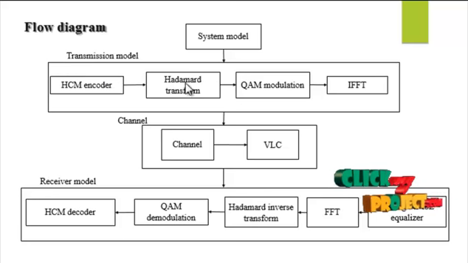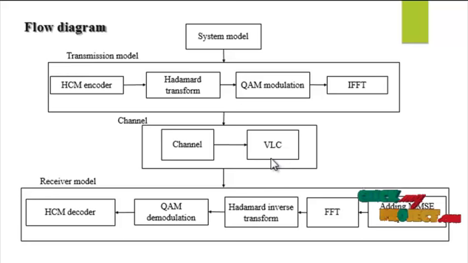In the transmission model, the signal is then passed to the channel. The channel means VLC, the visible light communication channel. Here we also use AWGN, that is the additive white Gaussian noise process. In this process, the channel is used, and then the output goes to the receiver model. The receiver model is just the opposite of the transmission model.